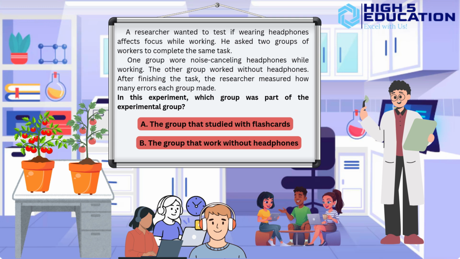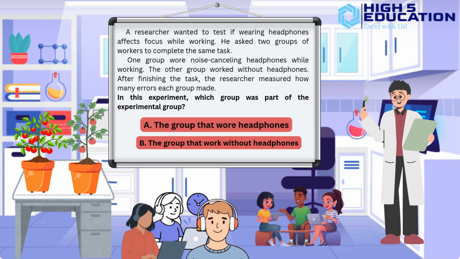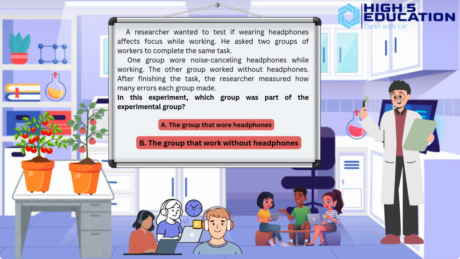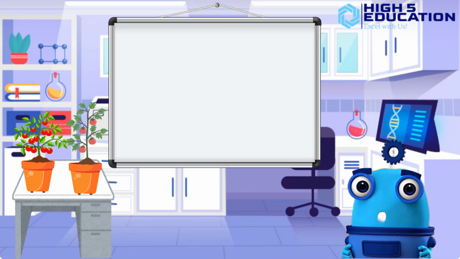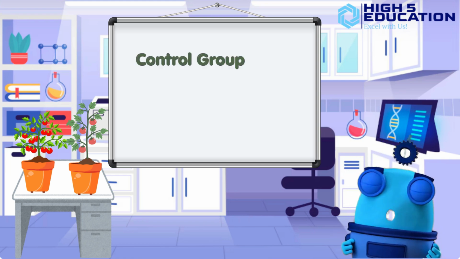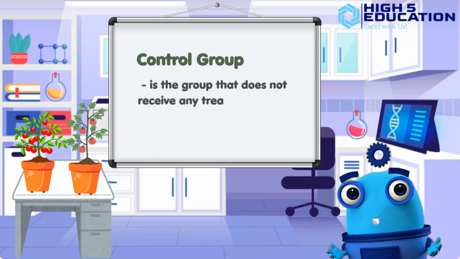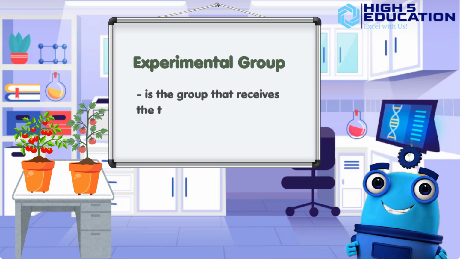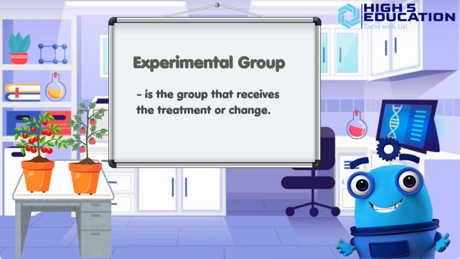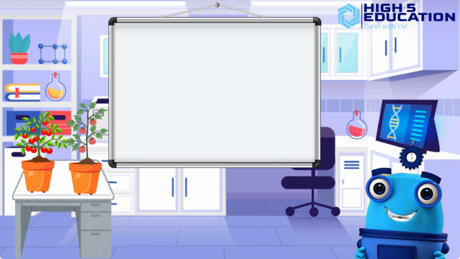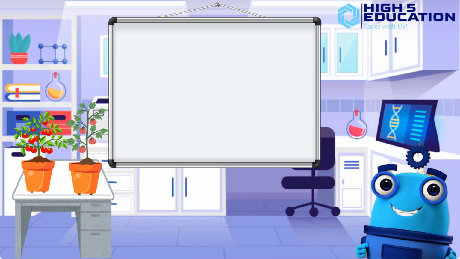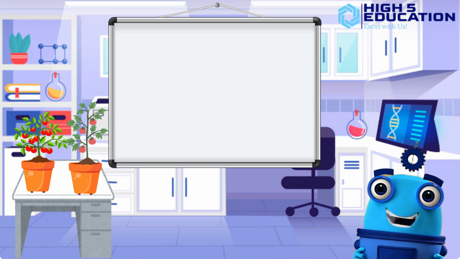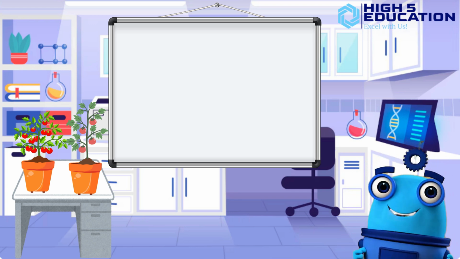The correct answer is the group that wore noise-canceling headphones. And that brings us to the end of our lesson for today. Now we understand that the control group is the group that does not receive any treatment, while the experimental group is the group that receives the treatment or change. We also learned that these two groups are very important because they help us make a fair comparison and allow us to clearly see the effect of the variable being tested.